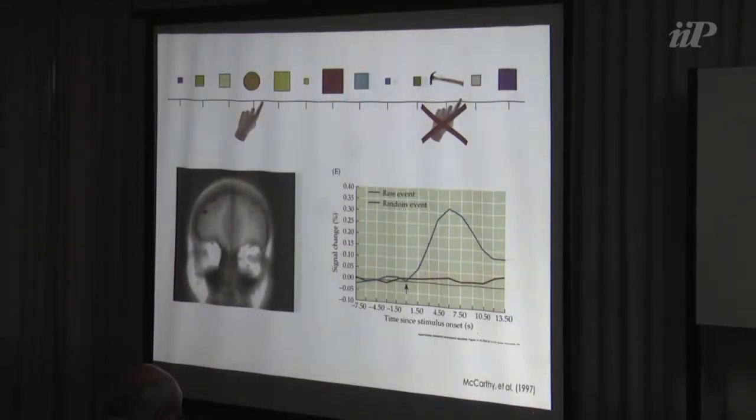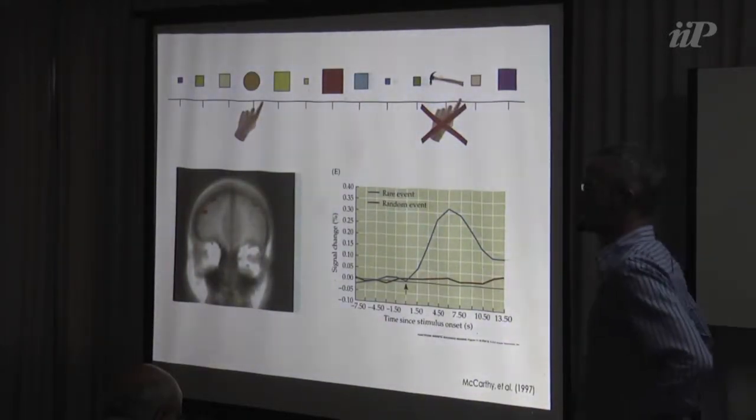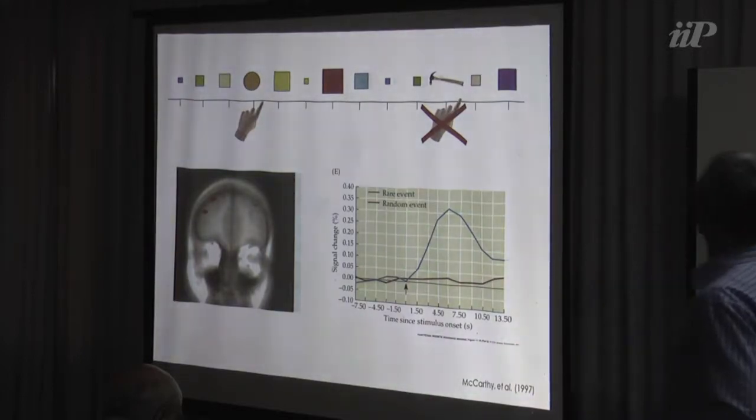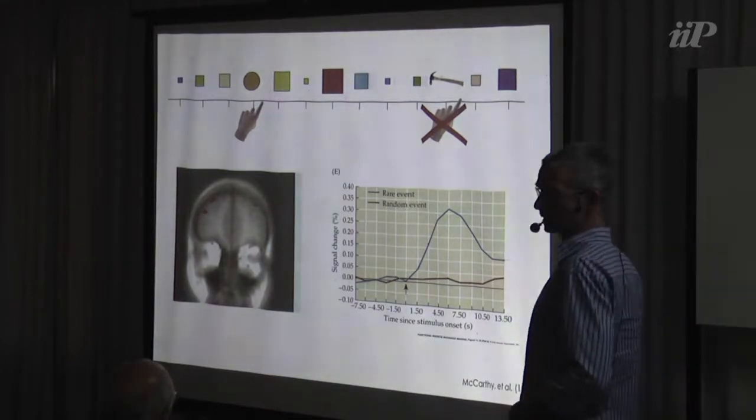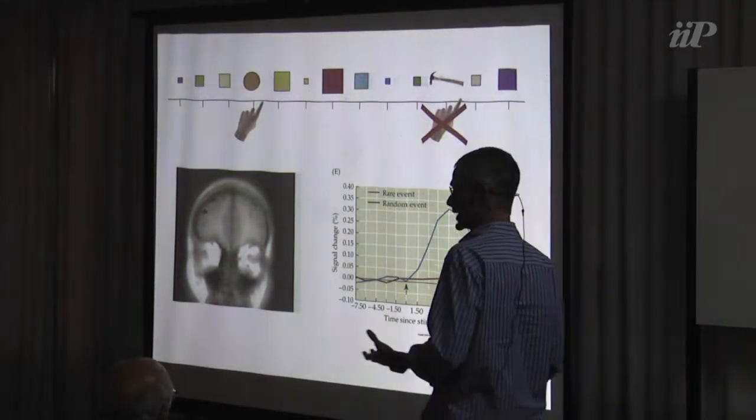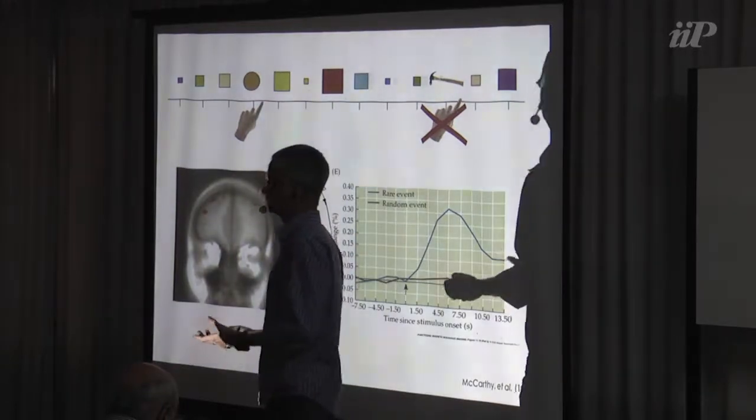What is it good for? Just to have an example, if you want to study a go, no-go task. What is a go, no-go task? It's a task that's really well designed to detect impulsiveness.